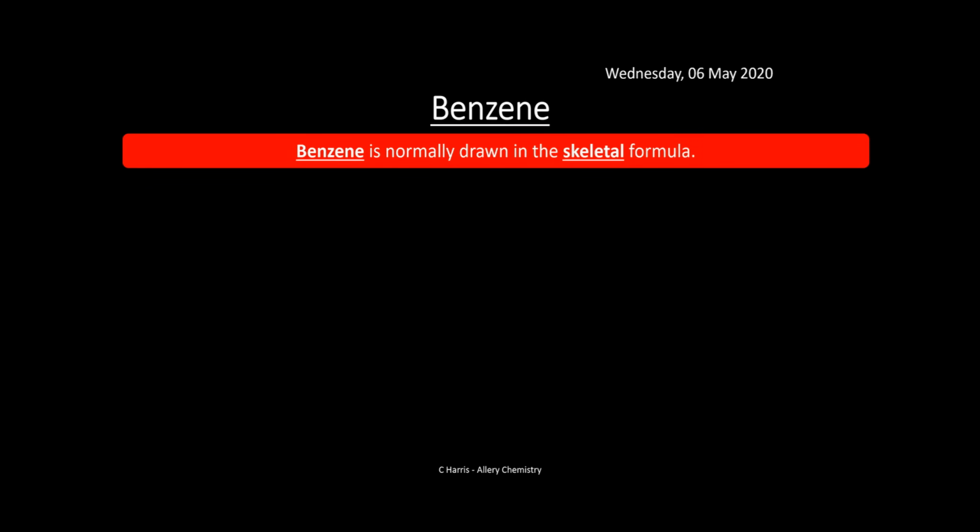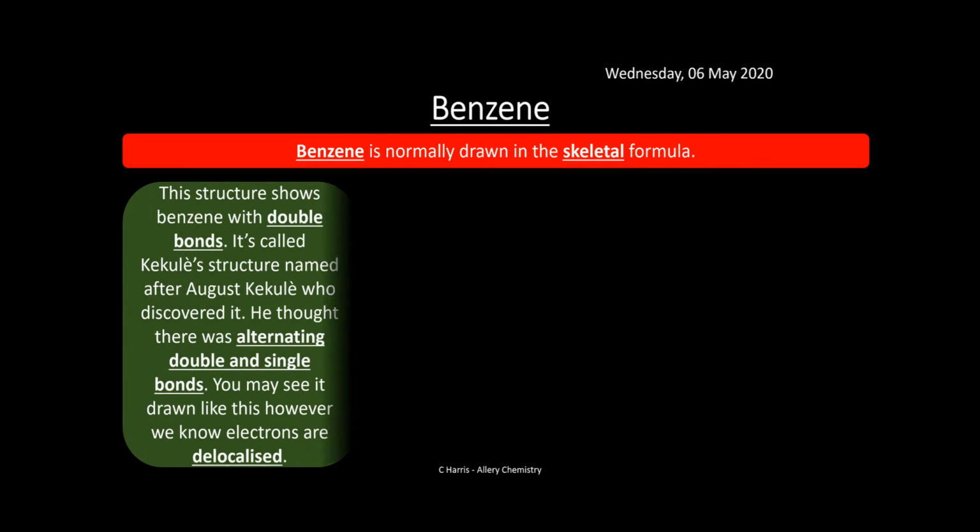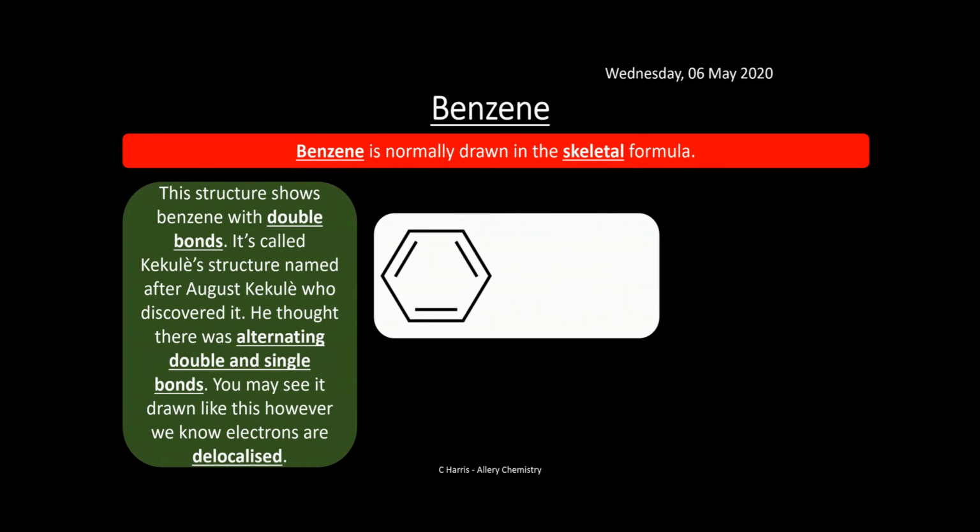Okay, so benzene's normally drawn in the skeletal formula just because it's a lot easier to draw. There's a lot of atoms in a benzene molecule, so it's easier to draw as a skeletal formula. So this structure here shows benzene with double bonds, and it's also known as a Kekulé structure. It was named after Auguste Kekulé, who discovered it.